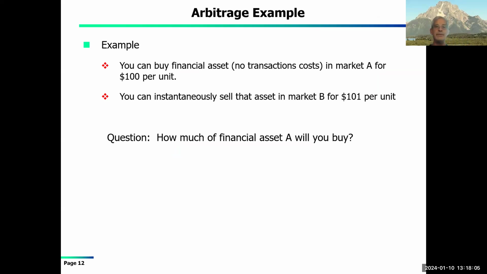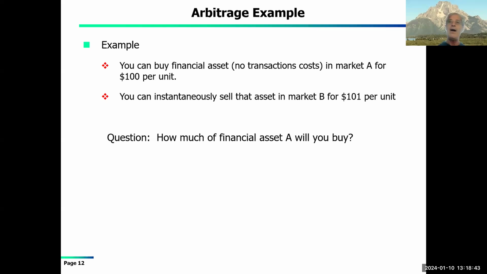So an example. You can buy a financial asset. We're assuming no transaction cost for the simple example. In market A for $100 per unit, you could instantaneously, in this hypothetical example, sell that asset in a different market, market B, for $101 per unit. Question: how much of that financial asset would you buy? And the answer is, of course, as much as you possibly could.